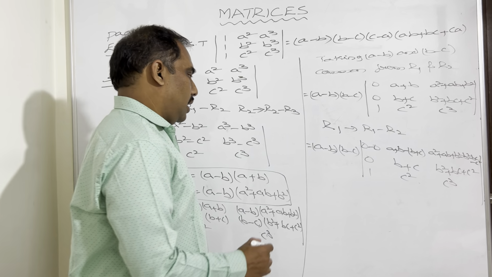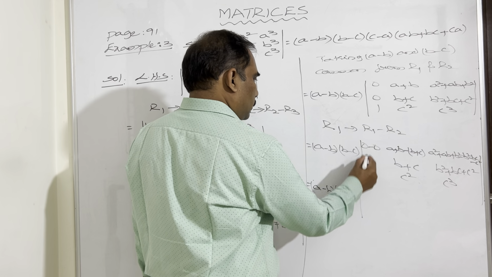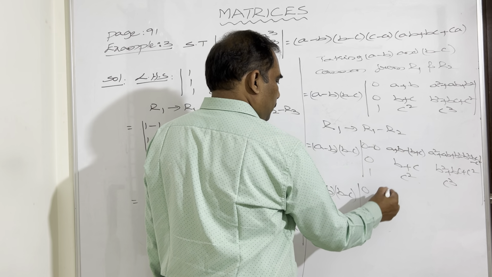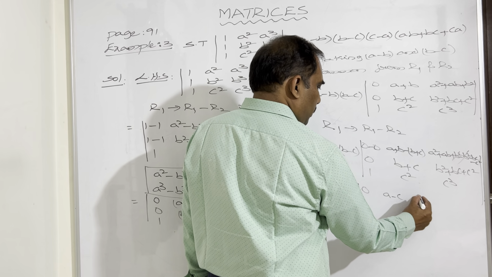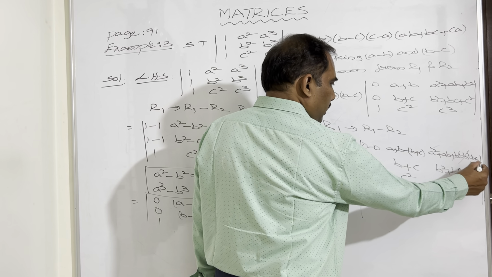Now further, this is equal to a minus b into b minus c into b minus c. So this is 0 minus 0, 0. And here plus b minus b gets cancelled, we get a minus c. And here plus b square minus b square gets cancelled, so a square minus c square.